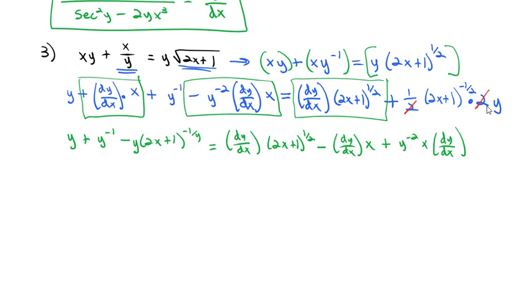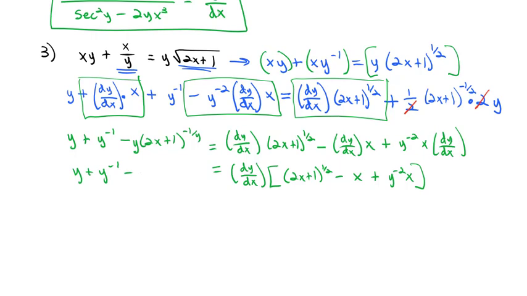Now that we've got the dy dx is on the right, the everything else on the left, we can factor out the dy dx, which leaves us with 2x plus 1 to the 1 half minus x plus y to the negative 2x. The other side's unchanged, y plus y to the negative 1 minus y times 2x plus 1 to the negative 1 half. That's a terrible 2. There we go.